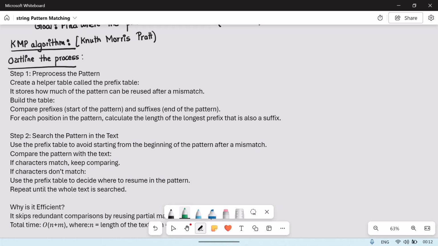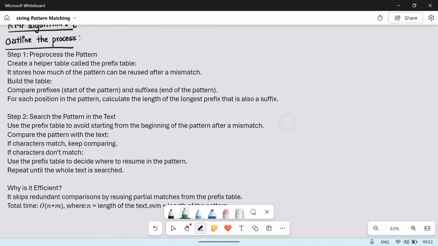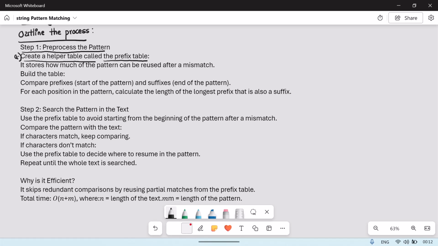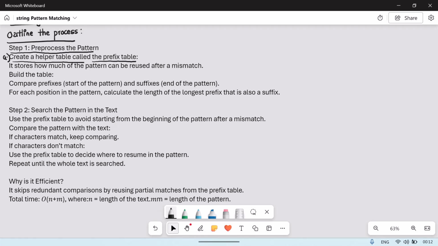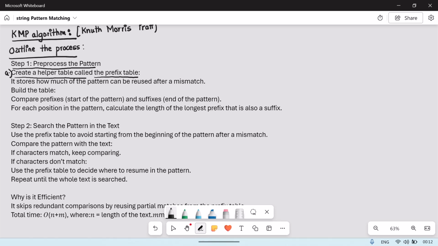KMP stands for Knuth, Morris, and Pratt. These are the people who came up with this algorithm. We will outline the process here. The first step is to pre-process the pattern. In that, you have two things. One is to create the helper table called the prefix table. It stores how much of the pattern can be reused after a mismatch.